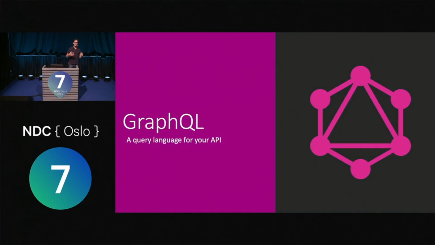What is GraphQL? In its most basic sense, it's a graph query language. That's quite literally what GraphQL stands for. But really what it is, it essentially inverts how we think of our APIs.